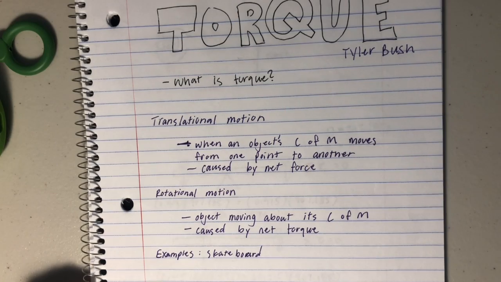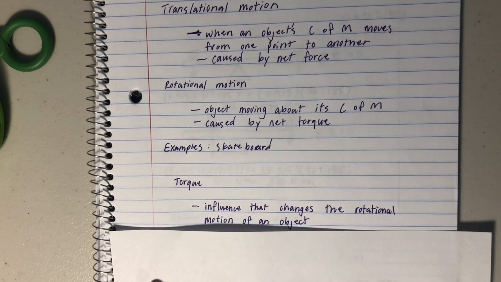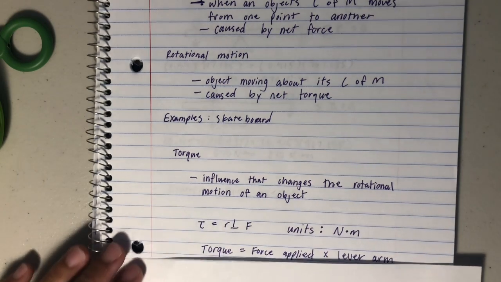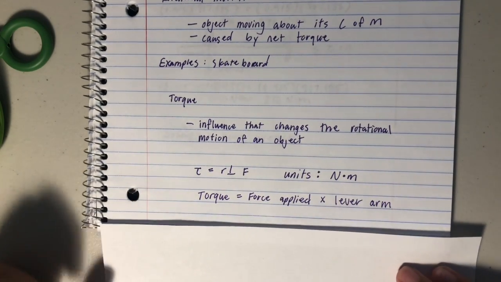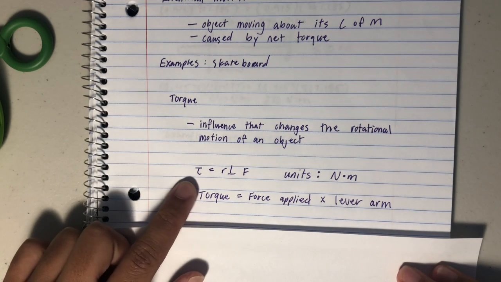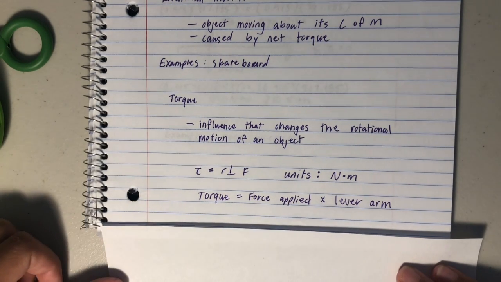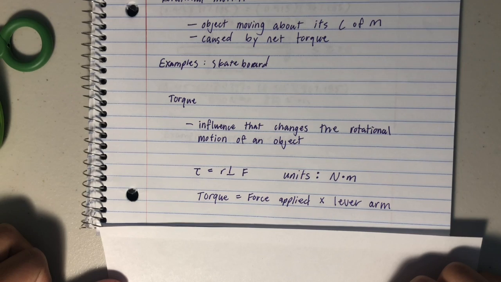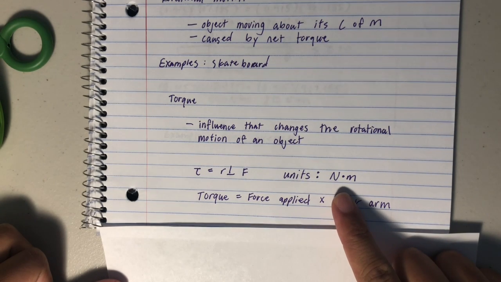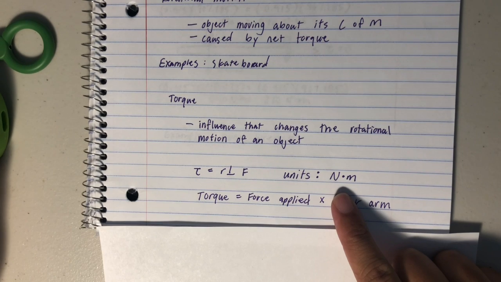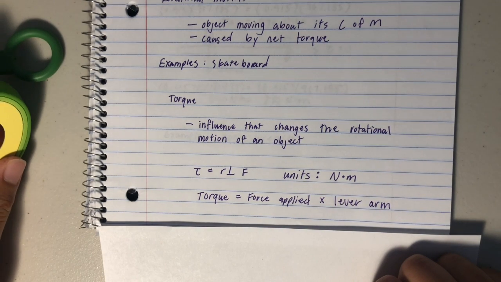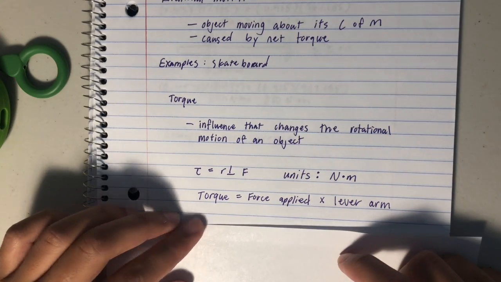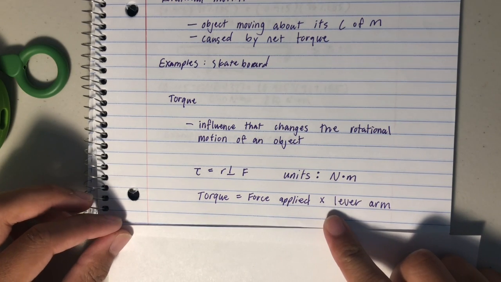So the definition of a torque is the influence that changes the rotational motion of an object. And we have the formula for torque, which is this symbol right here, tau, is equal to r, the perpendicular distance, times the force. The units for torque are going to be Newton meters, and that is also equal to joules, but since that's usually for a work and power problem, you would be using joules, but for torques, Newton meters. This torque is equal to the force applied multiplied by the lever arm.